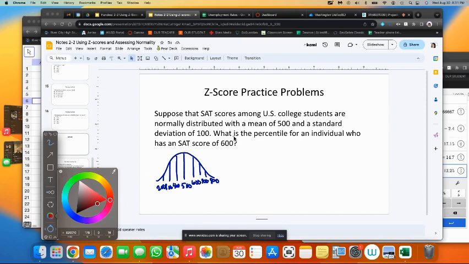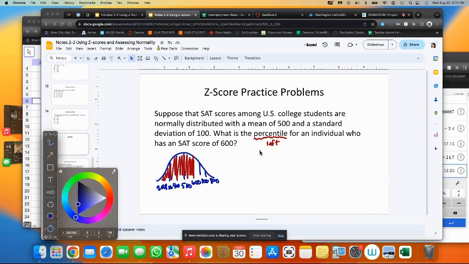So it says, what is the percentile for an individual who has an SAT score of 600? So we're basically looking for this area right here. So here's 600, right? But it's asking for percentile. So percentile means the area to the left, which means we're going to be shading this area. Okay, so that's what we're looking for.